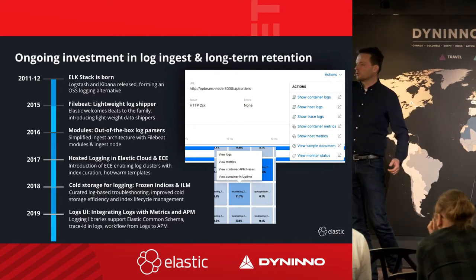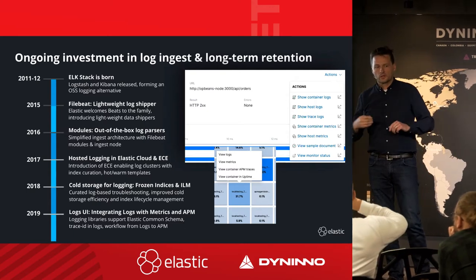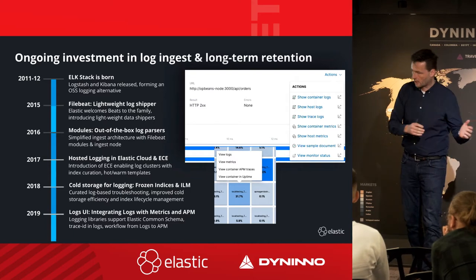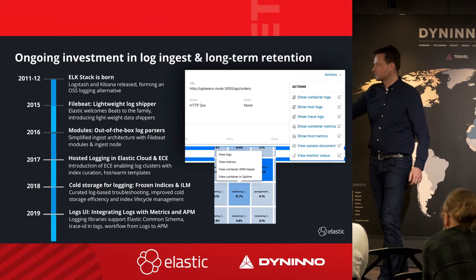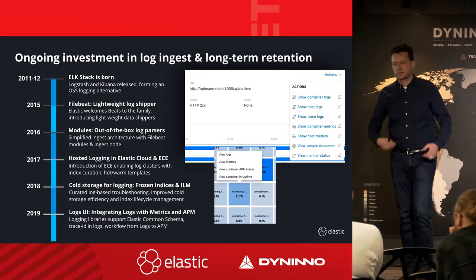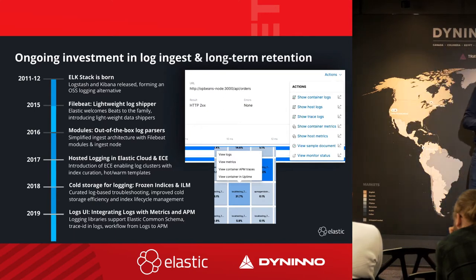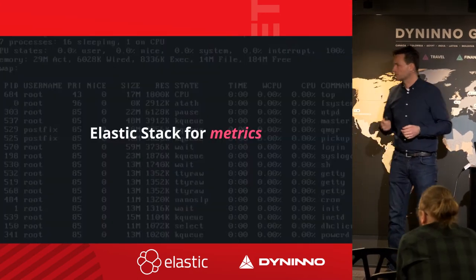We added modules for the ingestion of data to our Beats, simplifying getting data in to Elastic. Another thing we added is the ability for frozen indices, and also, as you mentioned, index lifecycle management to help you move from one tier to the other in a hot, warm, cold architecture. And then Logs UI is also something, and I'll show you in a demo, so I'll skip a little fast across that.